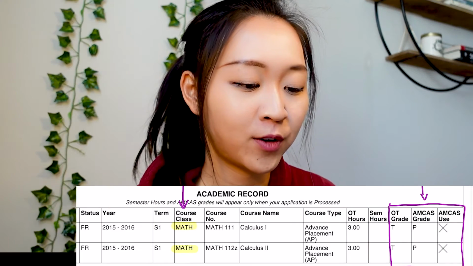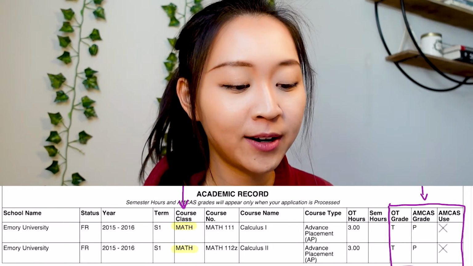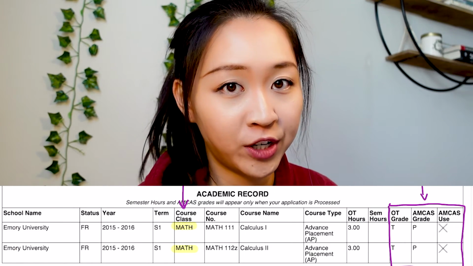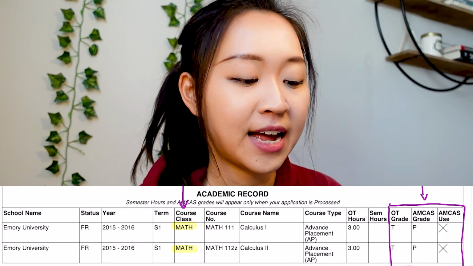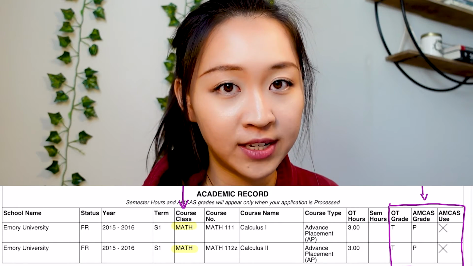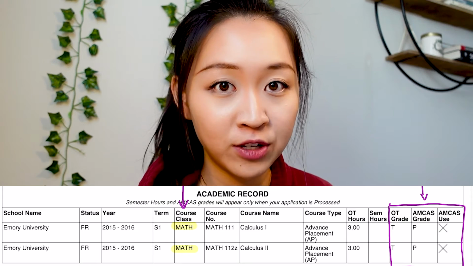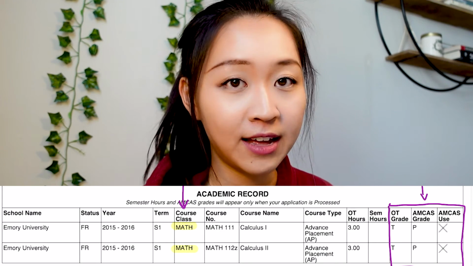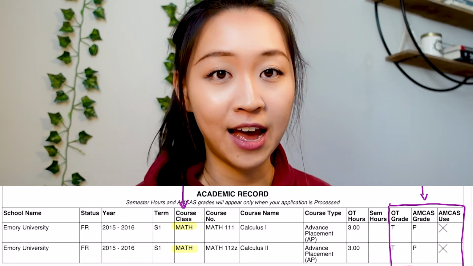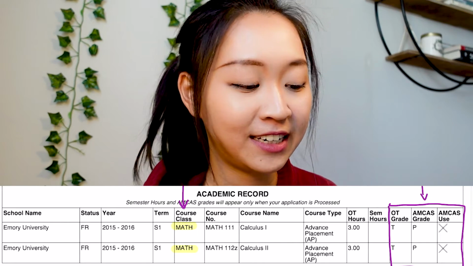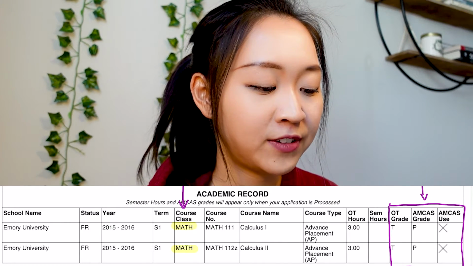So now I'm going to go over the coursework section of my medical school application, and that includes the courses, grades, and GPA I have received. First of all, for the few columns they have over here: the school name, which is where you took this course. The status is which year you took it. FR stands for freshman year, and then the actual year you took this class. I was a freshman back in 2015. And then the semester you've taken it.